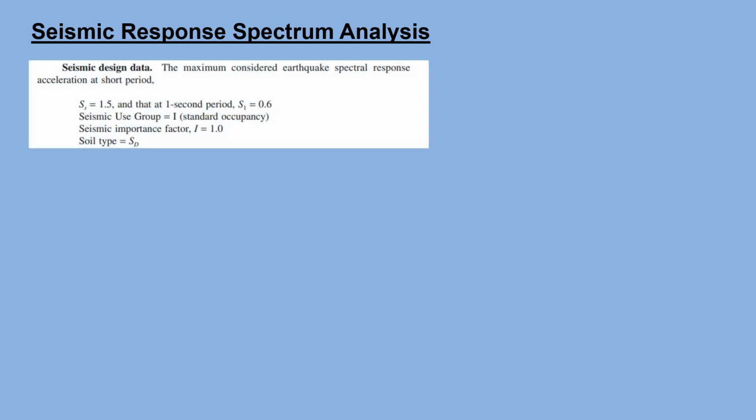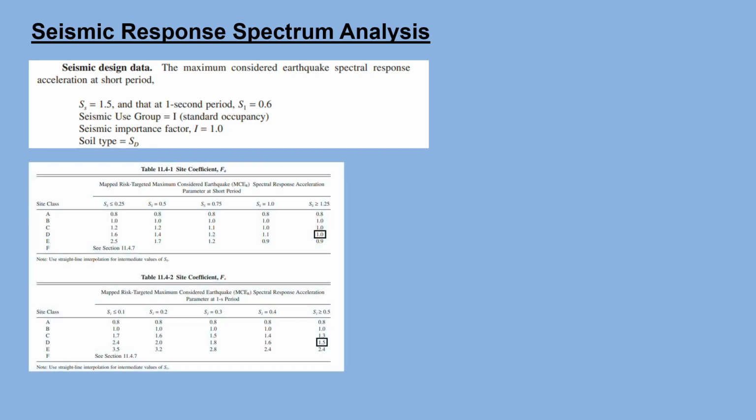Now we will calculate the base shear forces. The earthquake parameters are given as the mapped spectral acceleration for short period, the mapped spectral acceleration for a 1-second period, and the site class. We will use the table provided by the ASCE standard to get the site coefficient for short period, Fa, and the site coefficient for long period, Fv, which depend on the soil type and the mapped spectral acceleration.